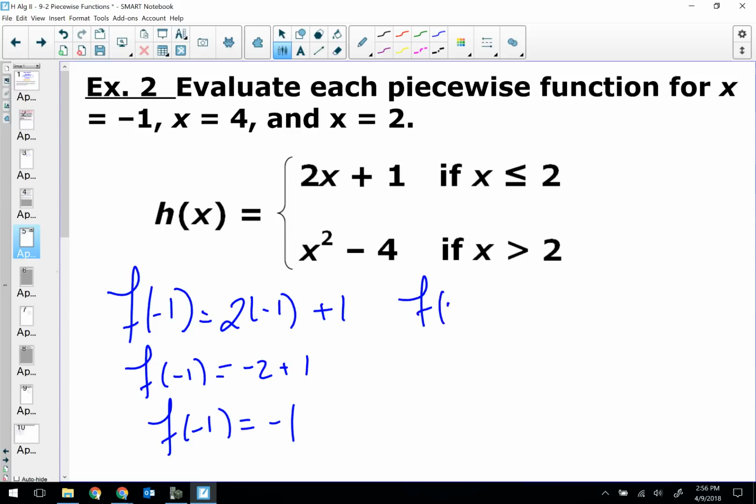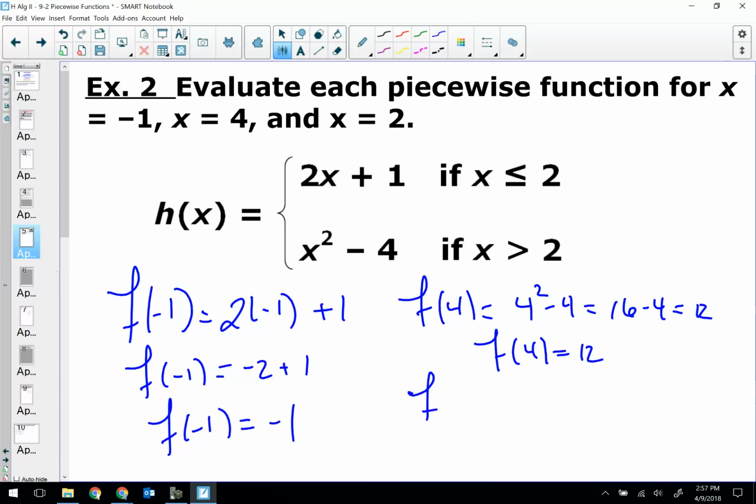Think about 4, f of 4. If x is less than or equal to 2, I use this rule. If x is greater than 2, I use this rule. Is x greater than 2? Yeah, so I'm going to use this rule instead of the other rule. I ignore the linear part of it. Now I'm looking at this parabolic part of it. So 4 squared minus 4, or 16 minus 4, or 12. So f of 4 is 12.